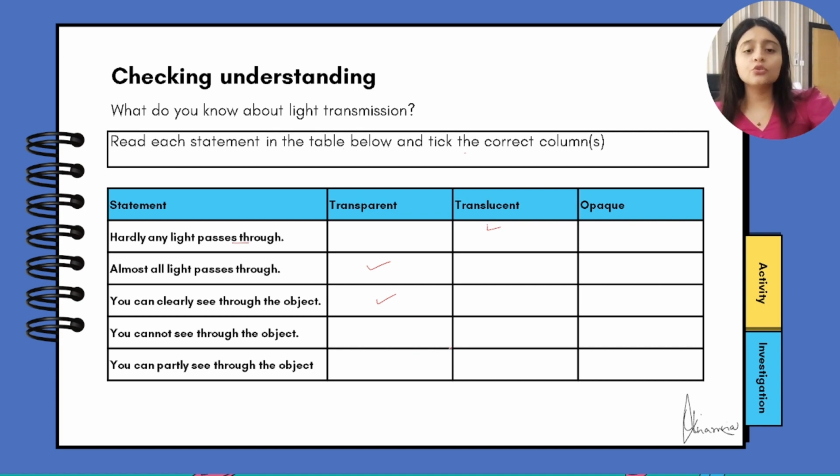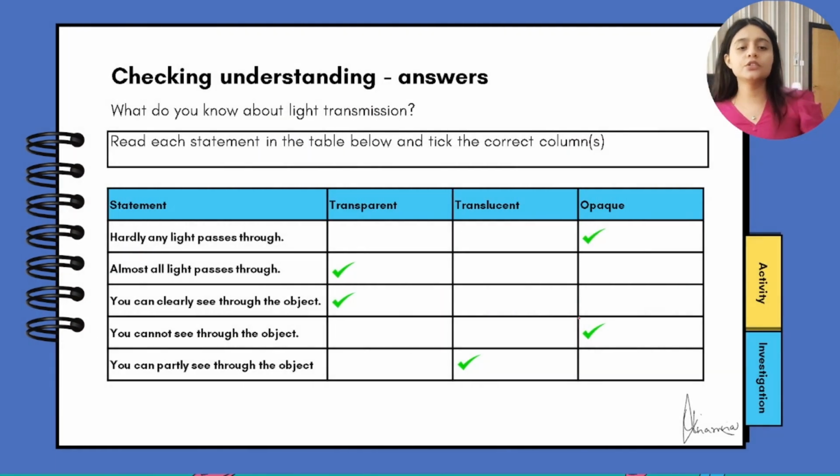You cannot see through the object. Yes, it's opaque. The light does not transmit through these kinds of objects, and you are not able to see the object. You can partially see through the object, which means some light is passed and you see a blurry vision. That happens in translucent objects. Okay, let's see the result. You can see this result.